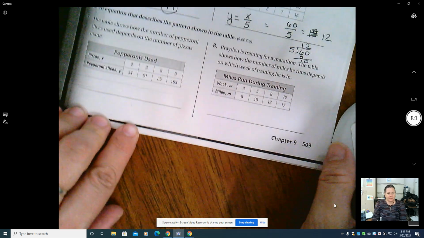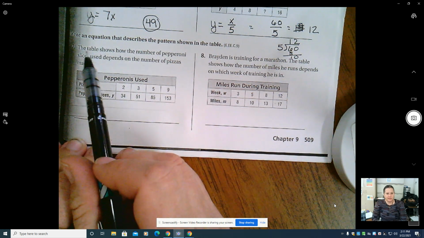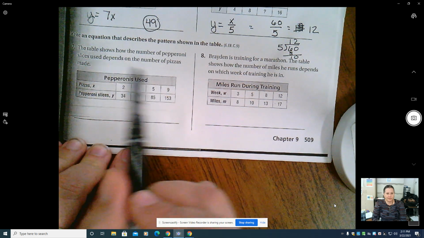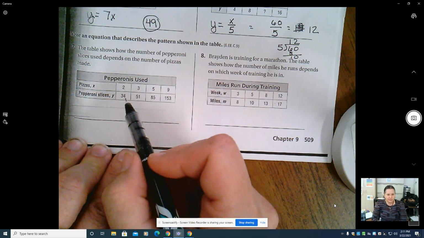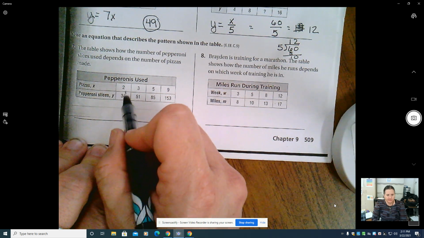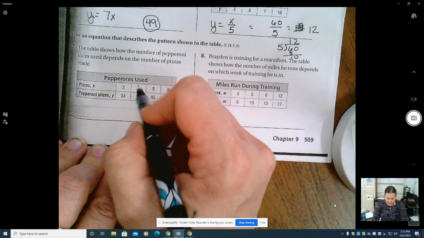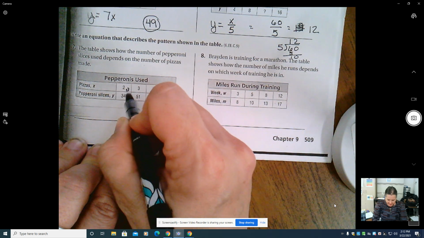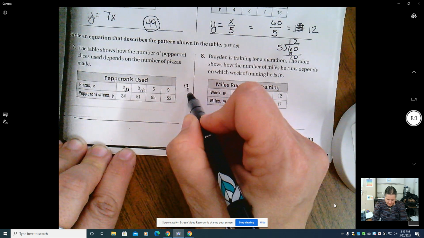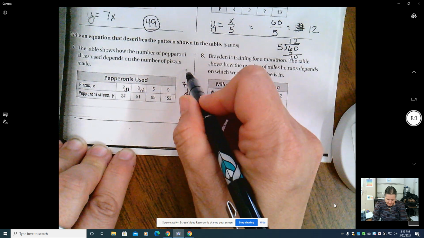Okay, here it says, write an equation that describes the pattern shown in the table. The table shows how the number of pepperoni slices used depends on the number of pizzas being made. So let's see what the pattern is. 34 divided by 2 is 17. So I'm going to try to use 17 as my number here. 2 times 17 equals 34. 3 times 17, I'll have to go over and check it, is 51. Yep.